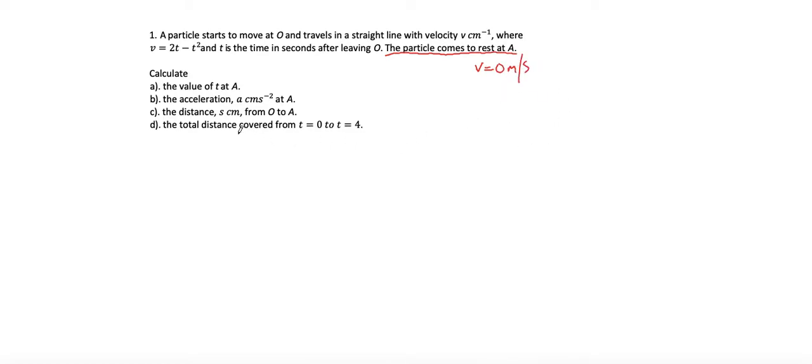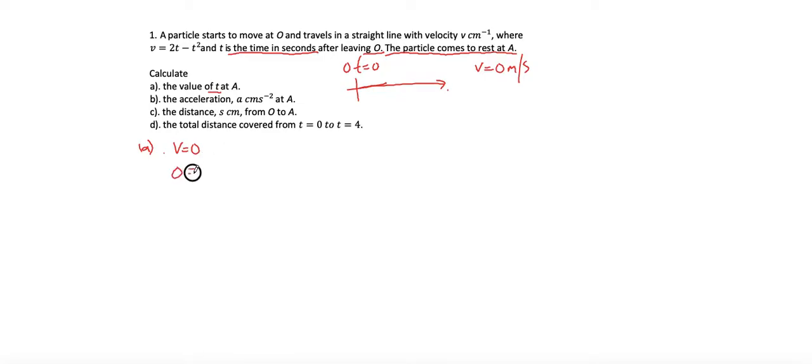Remember that. So find the value of t at A. That's the first question. Since v = 0 at A, and time is only in seconds after leaving O, at O, t = 0. When it moves from O, t becomes 1, then there's velocity and so on. With this information, I can find what t is at A.